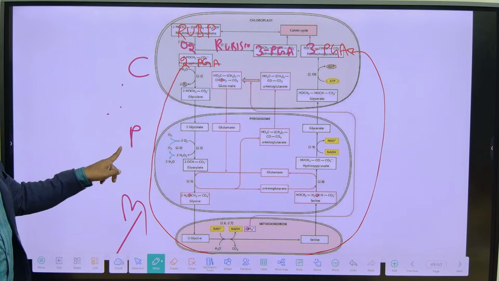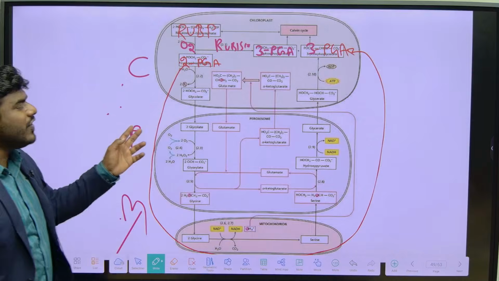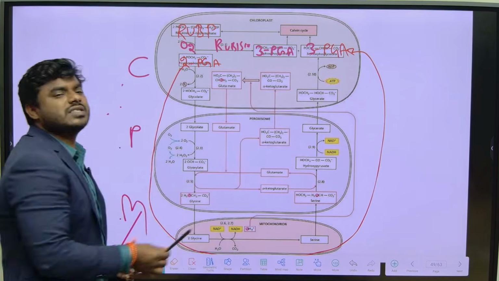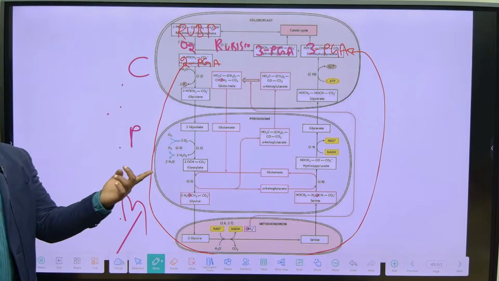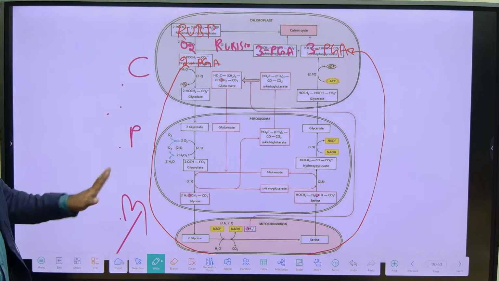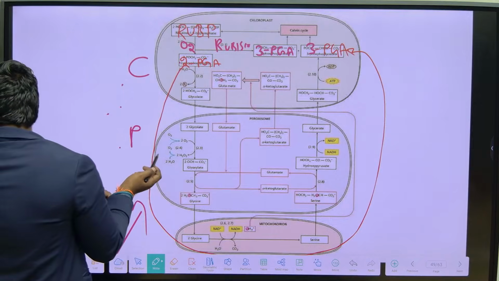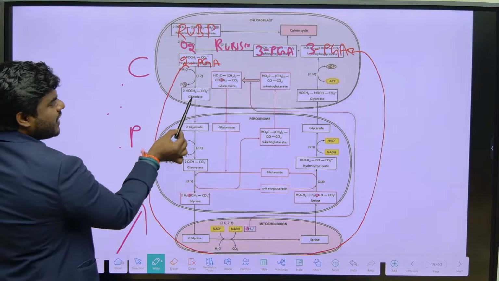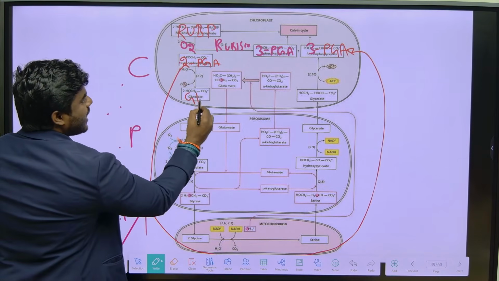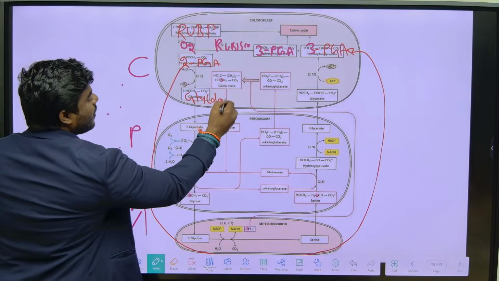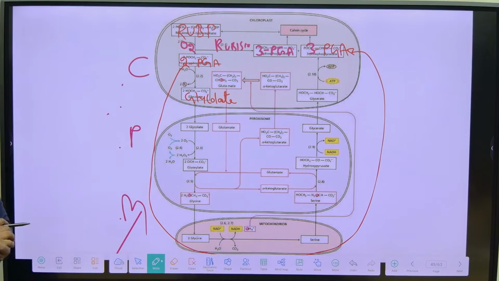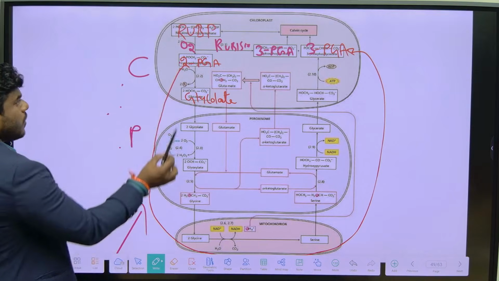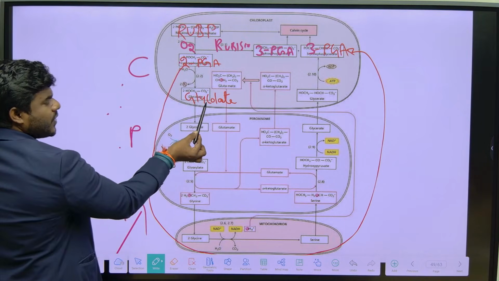Chloroplast, peroxisome and mitochondria. We cannot bring back this 2-PGA into 3-PGA in one single step. It takes multiple steps. This is the exact question asked in the exam. Now all of you focus, what's happening now? First, 2-PGA is converted into glycolate. Tell me friends, what happened? Phosphoglycolate converted into glycolate. So what does it mean? It lost the phosphate group. That's all.